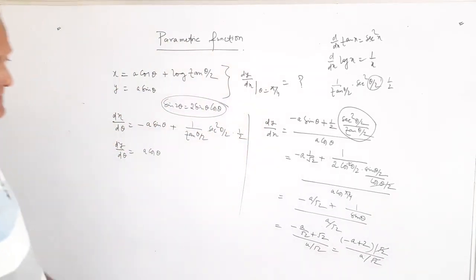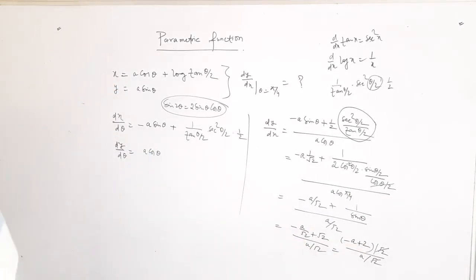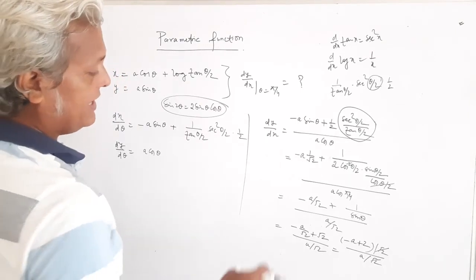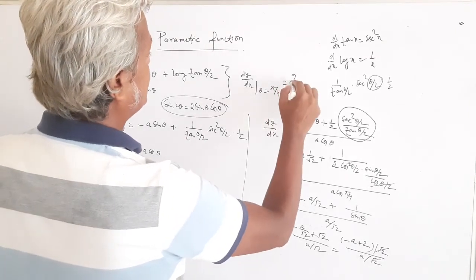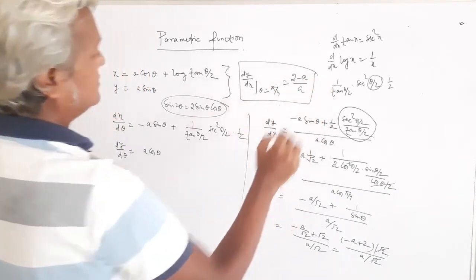These two cancel and then you have your answer as minus a plus 2 upon a, or you can write 2 minus a upon a. So this answer is 2 minus a upon a. So this is it.